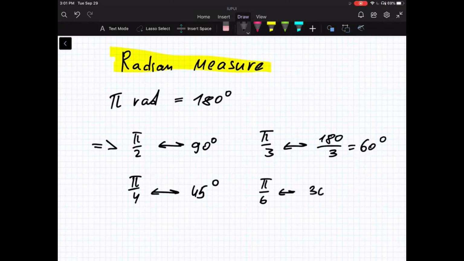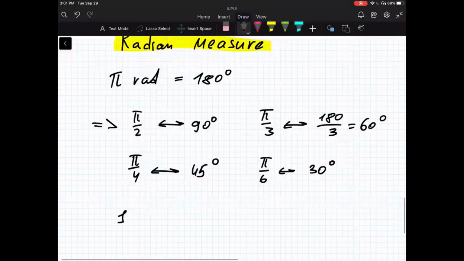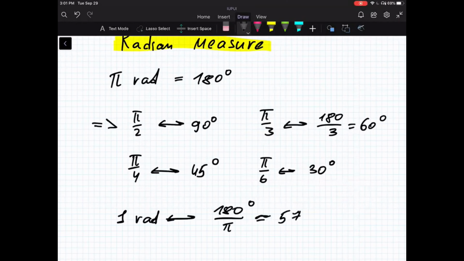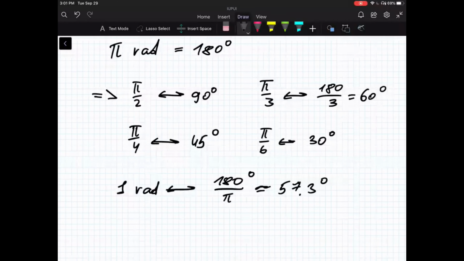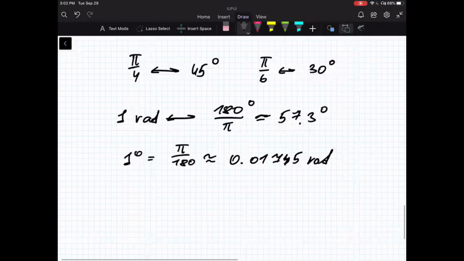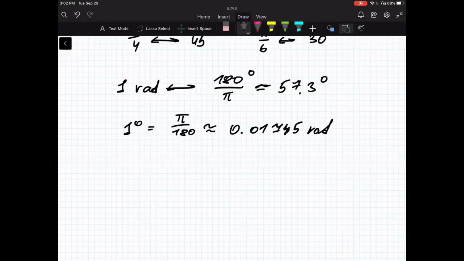which is 30 degrees. And also from here, you can find that 1 radian corresponds to 180 degrees over pi, which is something like 57.3 degrees. And vice versa, 1 degree is pi over 180 and approximately 0.01745 radians. Why is it useful? Because in radians, you have a nice formula for the arc length of a circle.